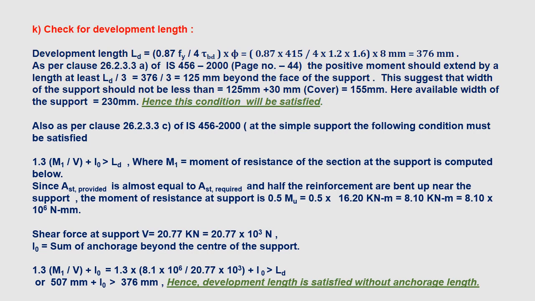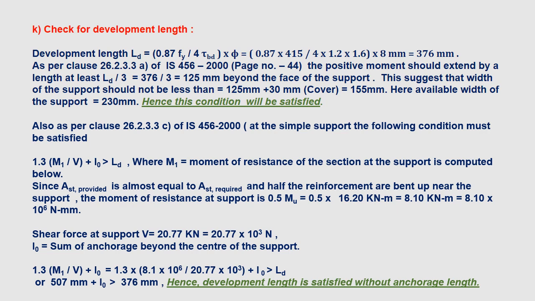Since Ast provided is almost equal to Ast required and half the reinforcement is bent up near the support, the moment of resistance at support is considered as half of the moment of resistance at the midspan. So it will be equal to 0.5 into 16.20 kilonewton meter, which is equal to 8.10 kilonewton meter, which is equal to 8.10 into 10 to the power 6 Newton millimeter. Now the shear force at support is equal to 20.77 into 10 to the power 3 Newton.